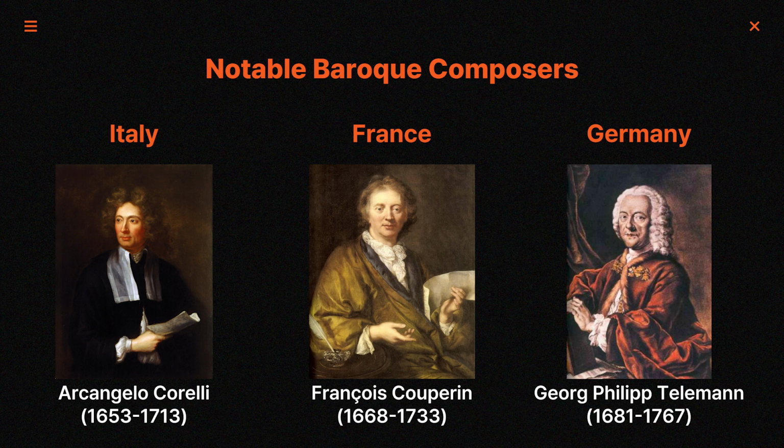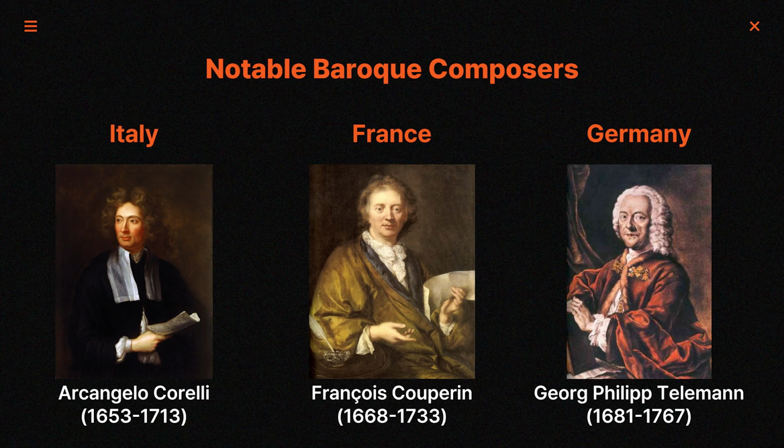We have Georg Philipp Telemann. Telemann's music included almost every style that was popular at the time, so it could satisfy many different tastes. His works were published not only in Germany, but also in Paris, France, and they became popular all over Europe, giving him international fame.